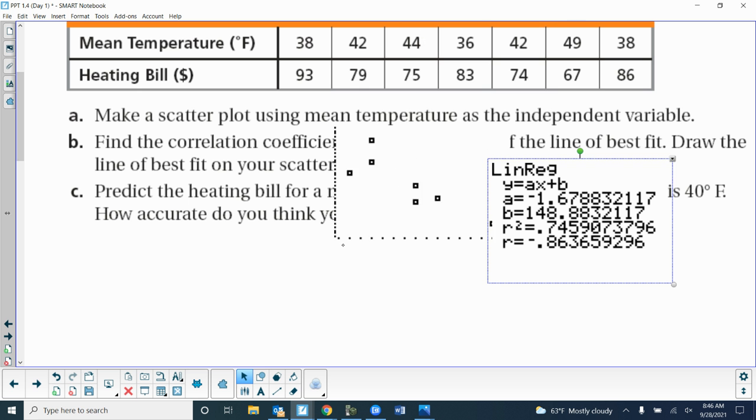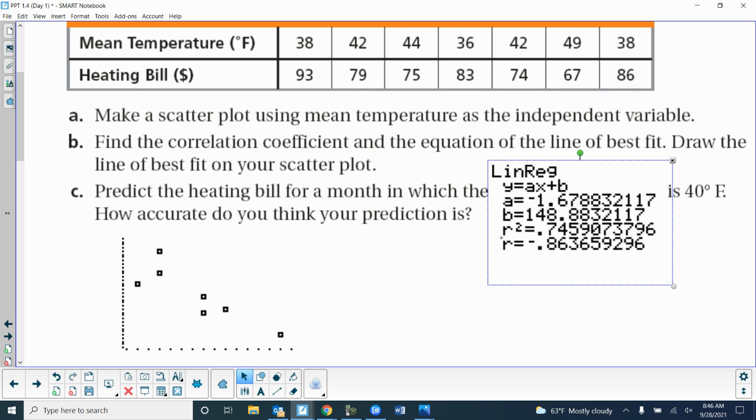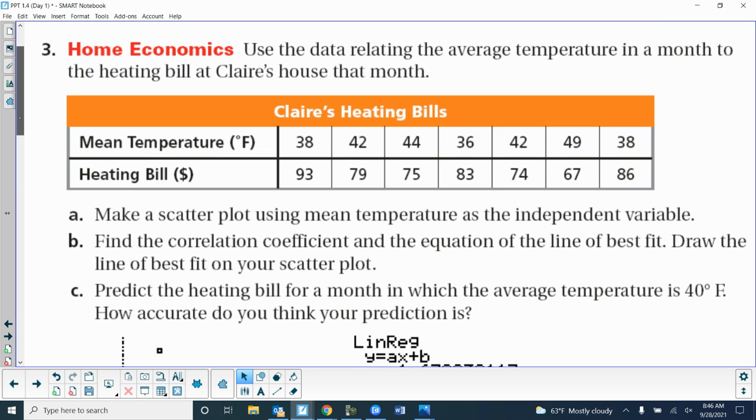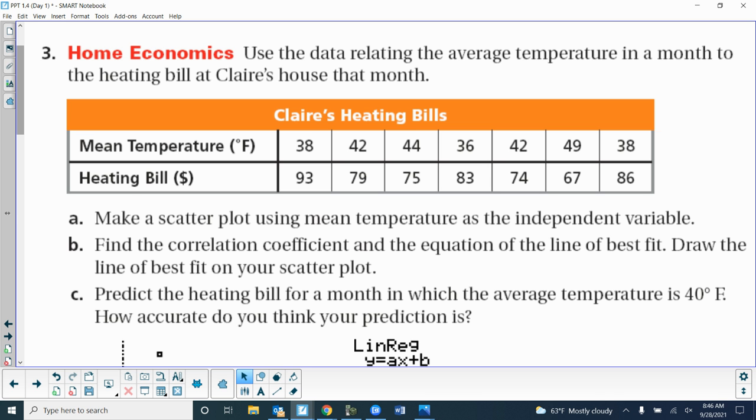All right. So again, we didn't talk about what this table was about, but you read the problem. It's average temperature in a month to the heating bill at Claire's house. So the colder it gets, usually the higher the bill, right? Because you're going to have to use more heat. Okay. So as the temperature goes down, the heating bill goes up, right? That's why it's negative. That's why it's going this way. Negative correlation. That makes sense?